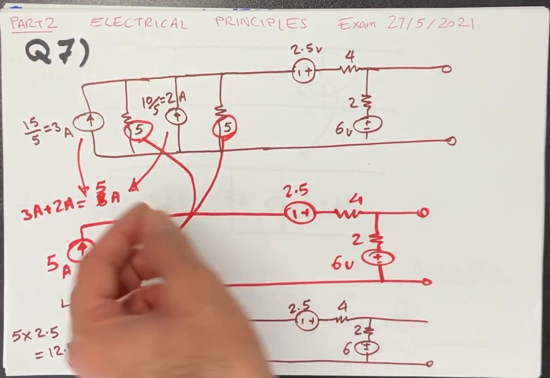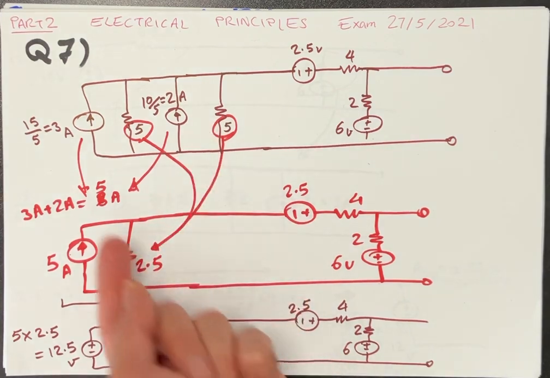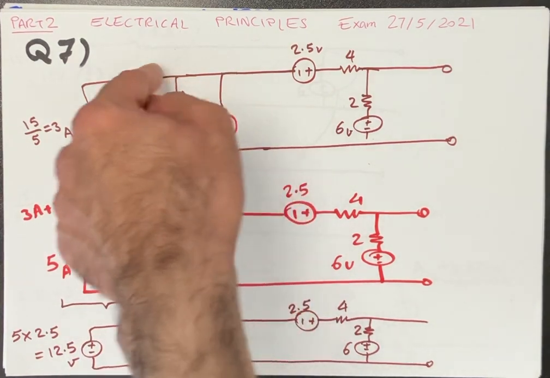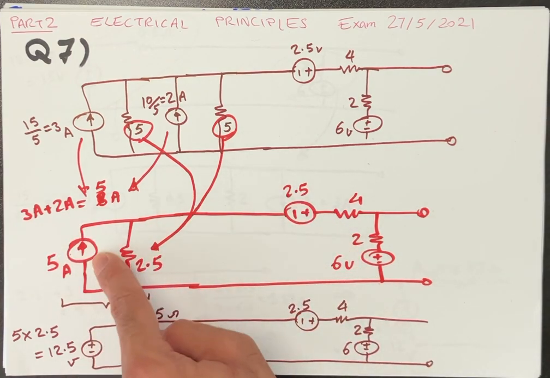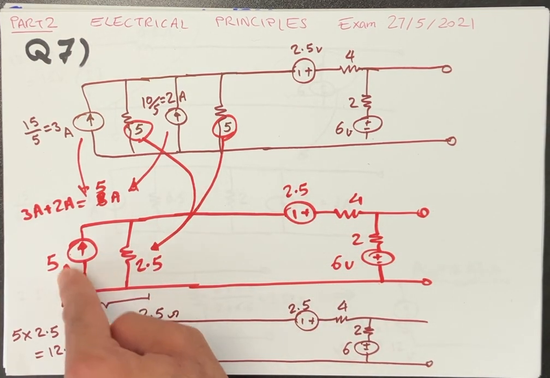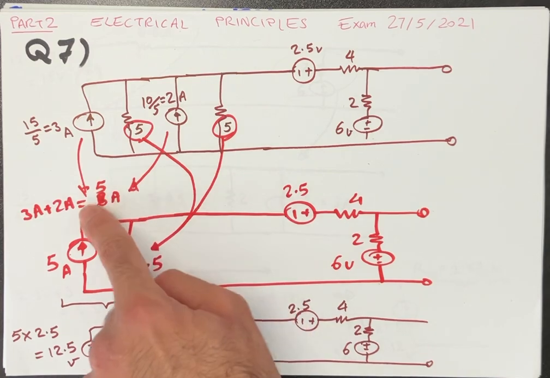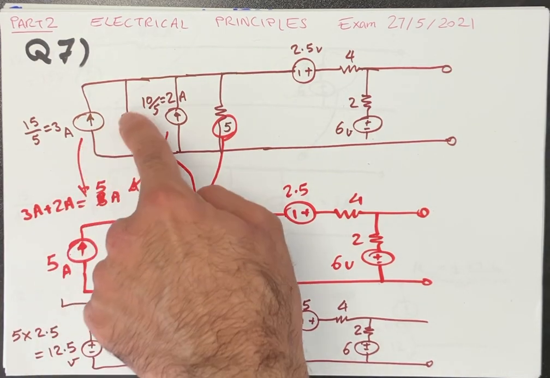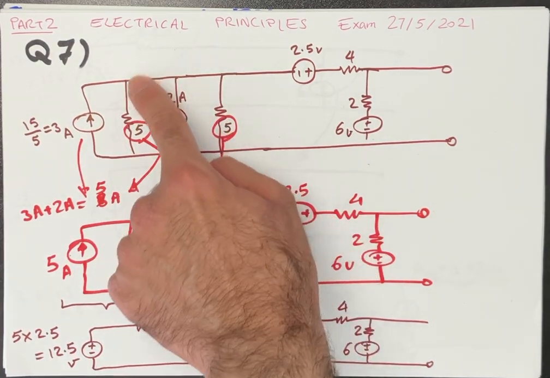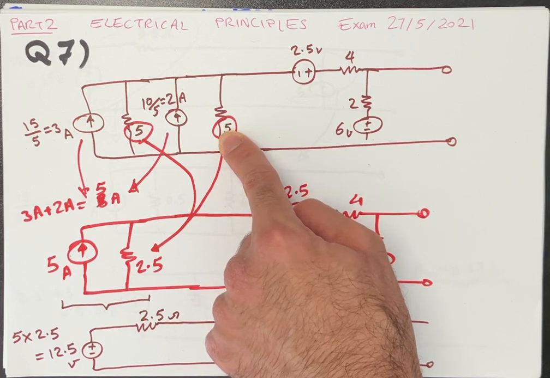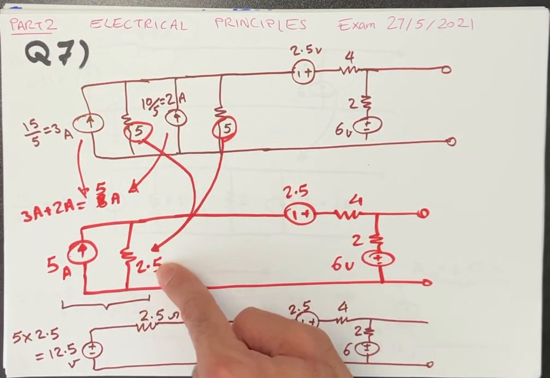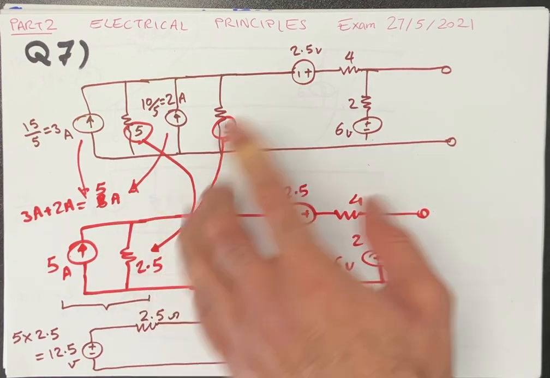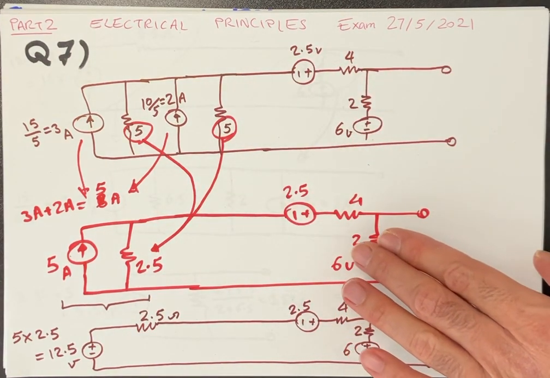Next step, we say, okay, there are two current sources, both of them are injecting current to this node, so we can replace those two current sources with a single current source, 5 amp, because 3 plus 2 equals 5. And we see also these two resistors connected in parallel, they are equal, we can replace them by half of them, 2.5. The rest of the network we keep as it is.